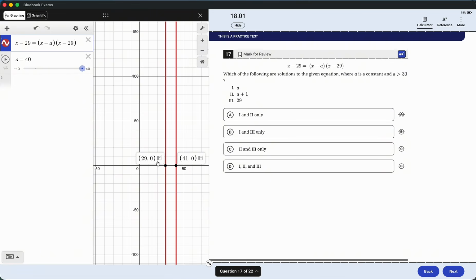I can use this to answer the question because it's like, what are the solutions? So we see 29 is a solution. So we definitely want an answer choice with 3, right? And then what about the other one? Well, the other solution's 41, right? But this doesn't say 41.